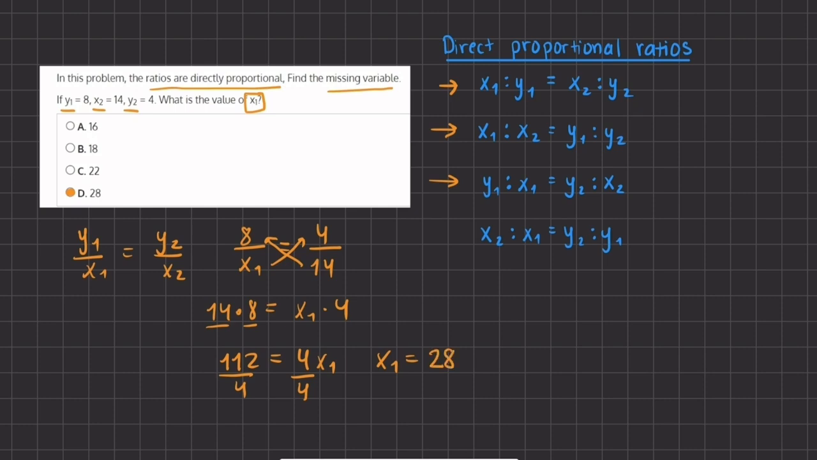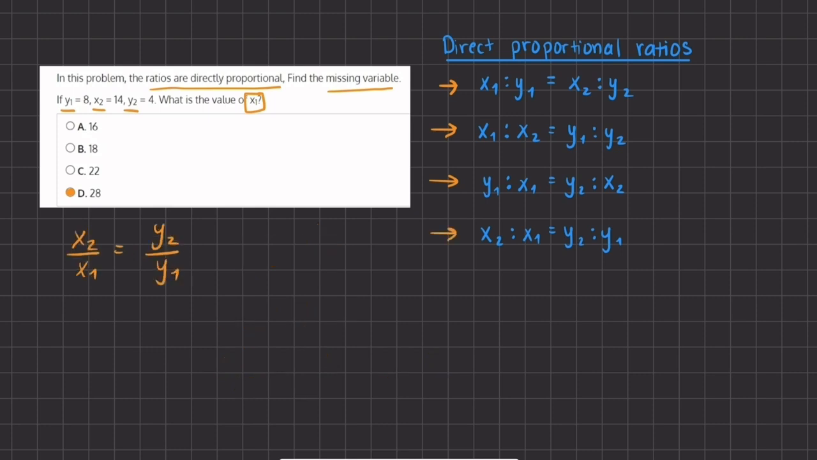Now we are going to solve using our last and final formula over here. Alright, so in our final formula, we have x2 divided by x1 equals y2 divided by y1. So let's plug in our values. x2 is going to be our 14, divided by x1, which is our missing variable, equals y2, which is 4, divided by y1, which is 8.